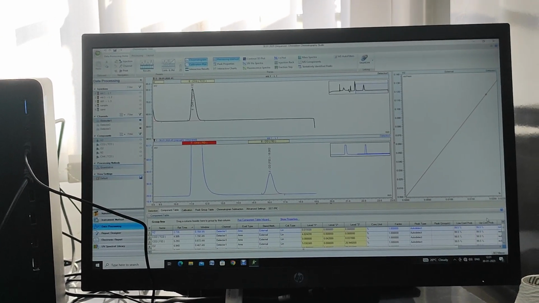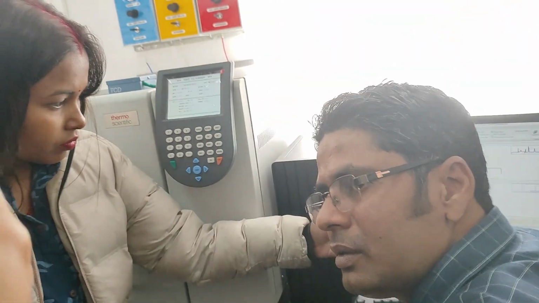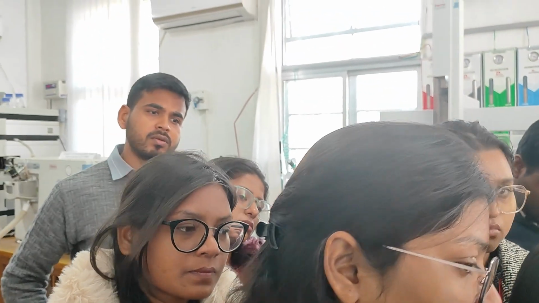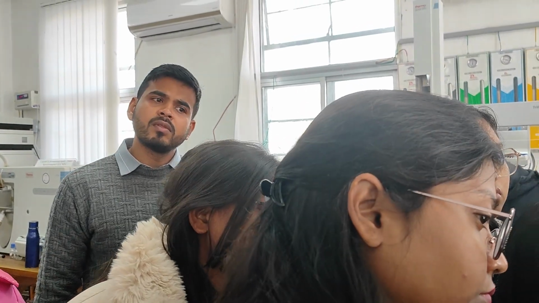This is possible. For the publication, both results are in the paper. Yes, you have to attach both the chromatograms, and in the report you have to report only one side.